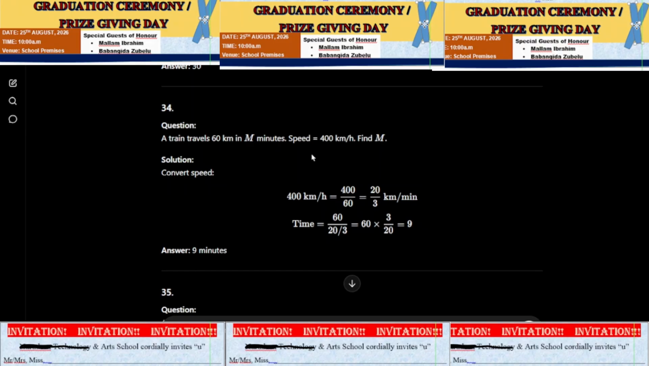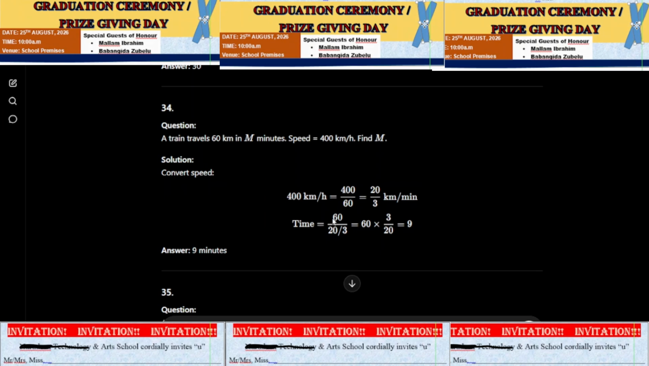And if you are going to convert it to minutes, you know that 60 minutes is equal to 1 hour. So that means you are going to divide the number given by 60. So that's going to be 400 divided by 60. 0 cancels 0, and then 2 into 40 is 20, and 2 into 6 is 3. That means we have 20 over 3 kilometers per minute.